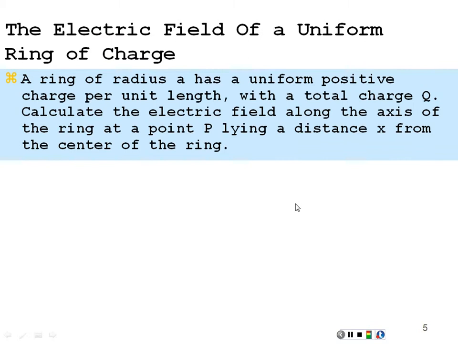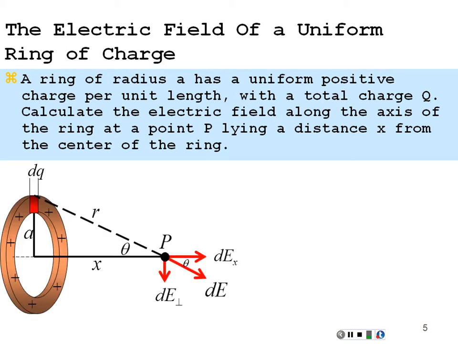Let's try it for a ring of radius a. We have a ring of radius a that has a uniform positive charge per unit length with a total charge Q. Calculate the electric field along the axis of the ring at a point P lying a distance x from the center of the ring. So here's our ring of charge, and we have an infinitesimal amount of charge dq all the way around this ring.